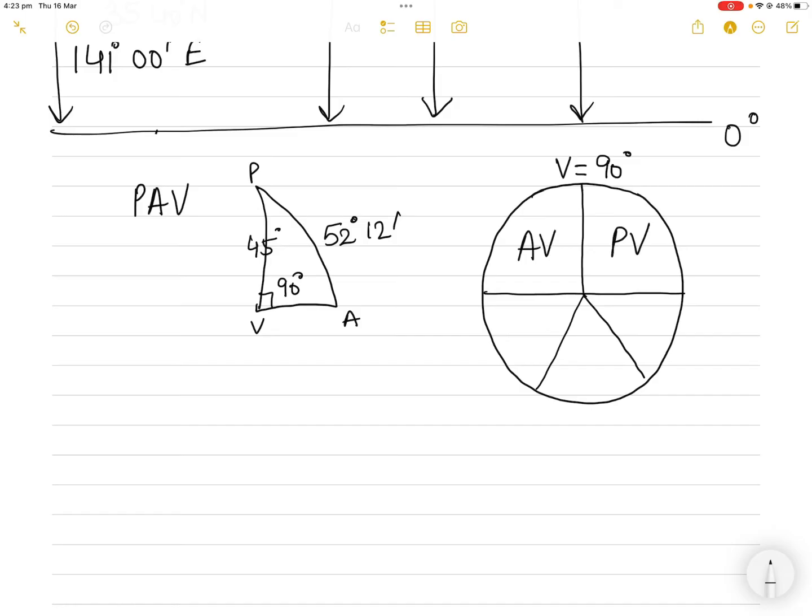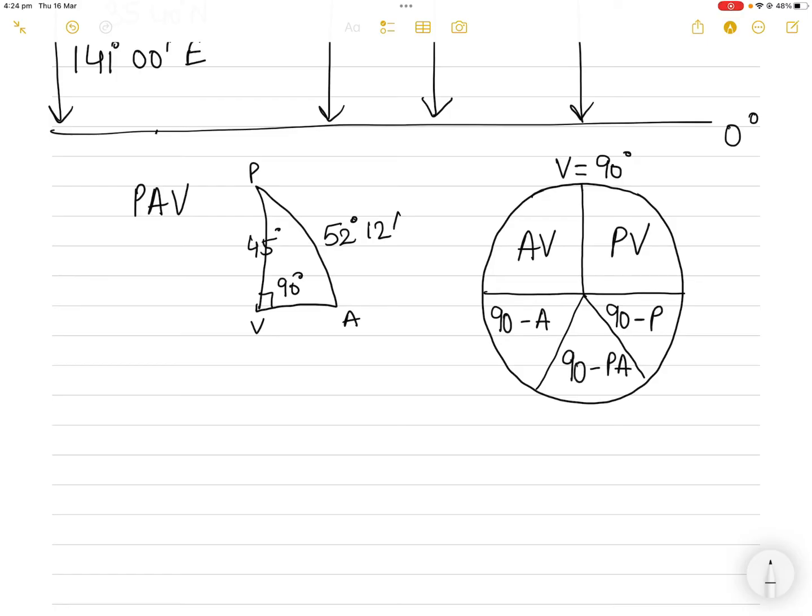Now what is the angle opposite to AV? It is P. Anything you write in the bottom semicircle, you will add a 90 minus to it. So the angle opposite to AV is angle P, so you will write 90 minus P. The angle opposite to PV is A, so you will write 90 minus A. And then the remaining side, which is 90 minus PA, is also the side opposite to the vertex.